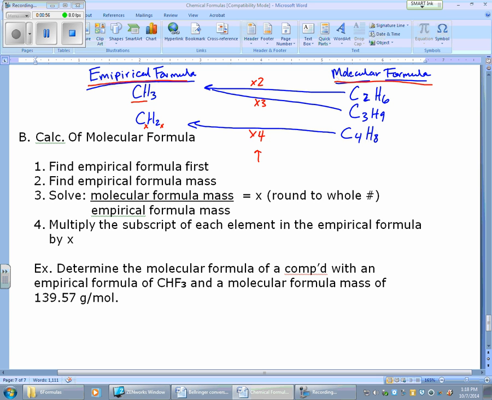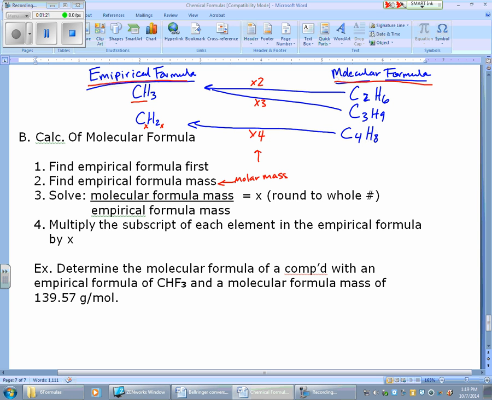And the way to do this is, first, if you have to find the empirical formula, do that. Sometimes these are layered together as one problem. Find empirical, then molecular. That's always how it goes. Then you're going to find the empirical formula mass. That is the molar mass of your empirical formula, which, unless you have to find it, will be given to you.